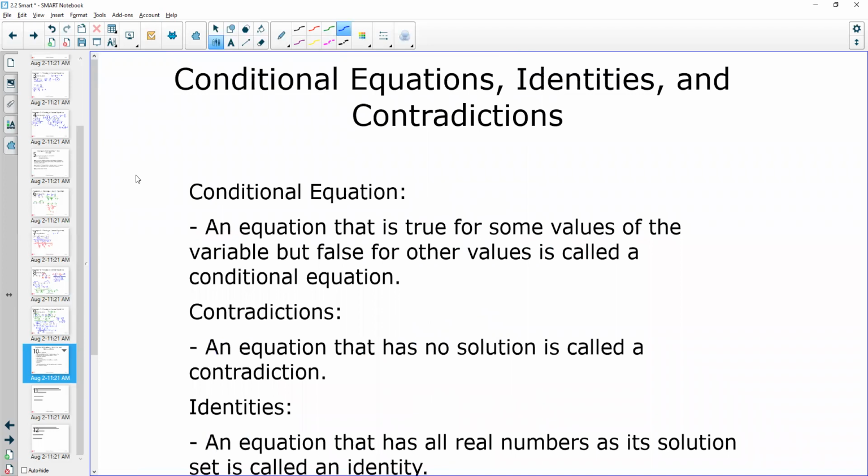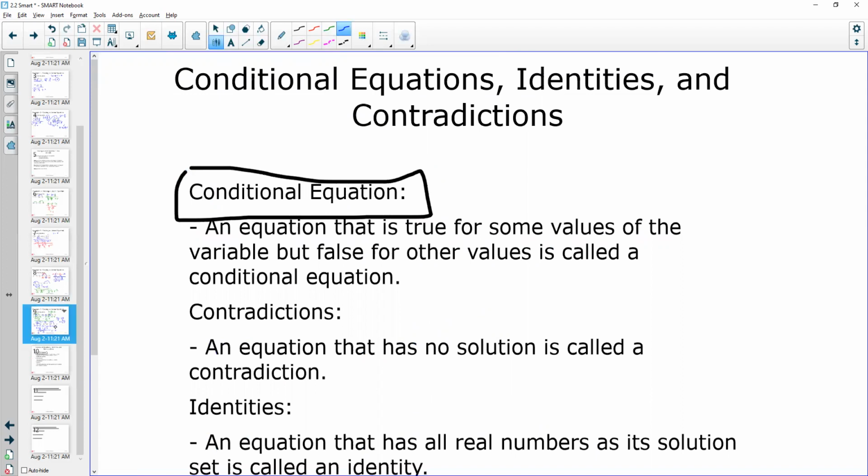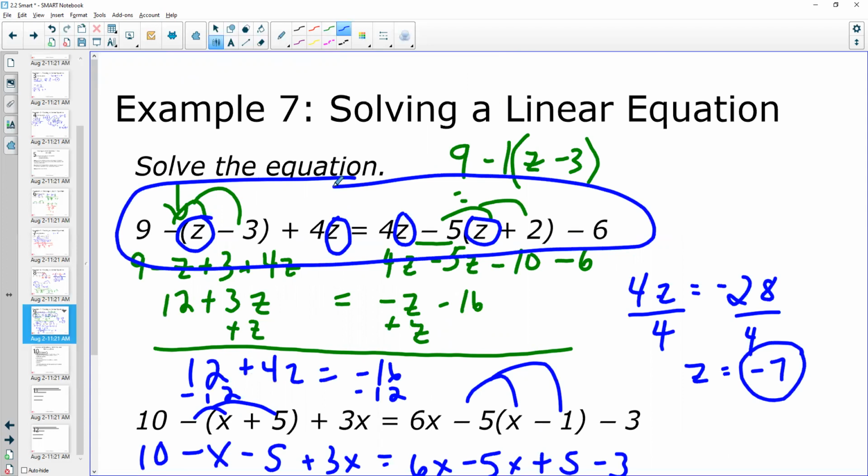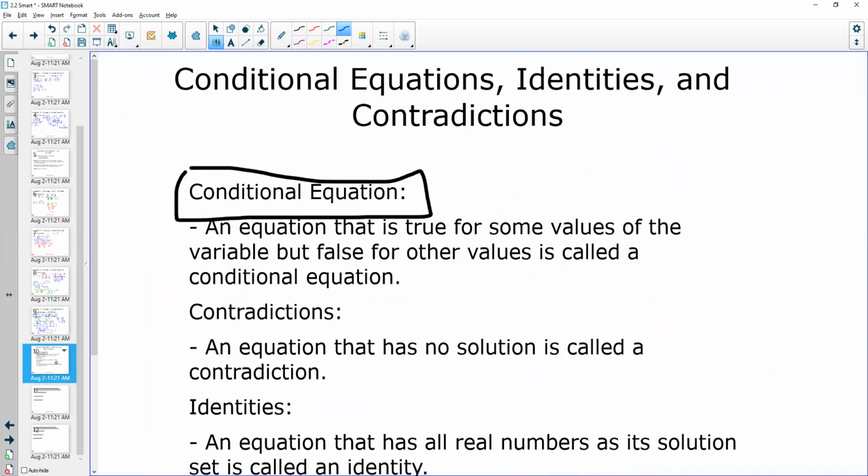All right, the last thing in this section is that there are 3 kinds of equations that we need to be aware of. The first is the kind we have been working with. They're called conditional equations. They're true for a certain value, and other values are false. So for this equation right here, this is a conditional equation. It's true when I put in -7. It's false when I put in 10. That's what conditional means, true sometimes.